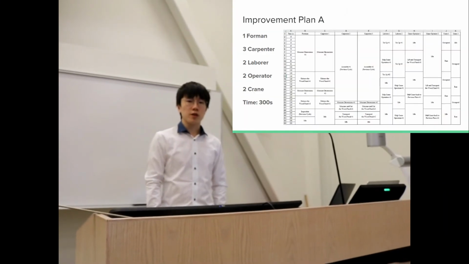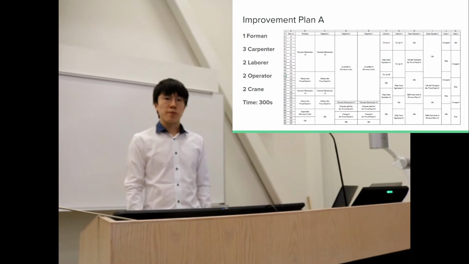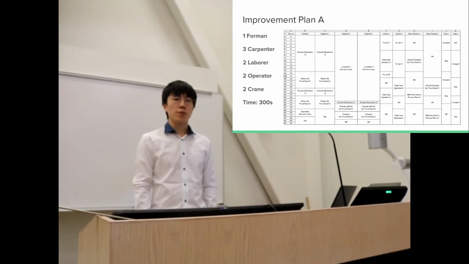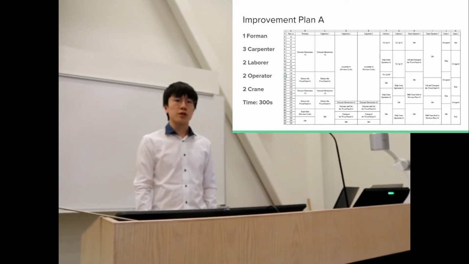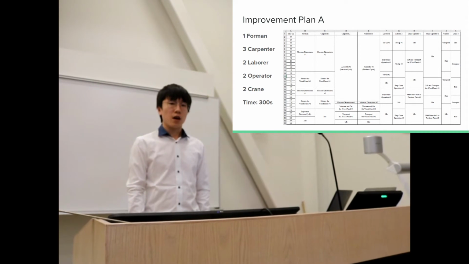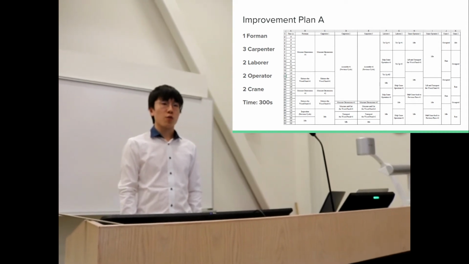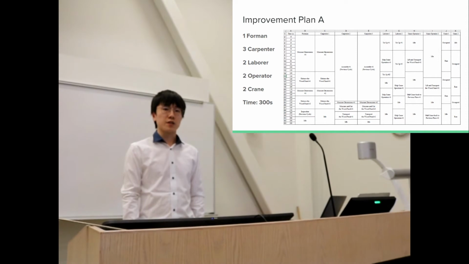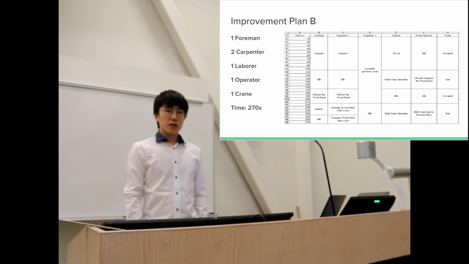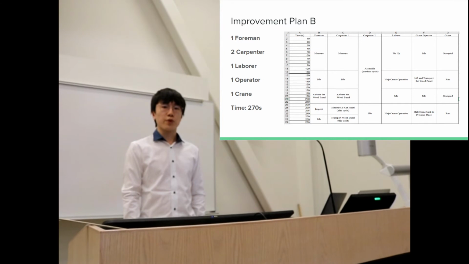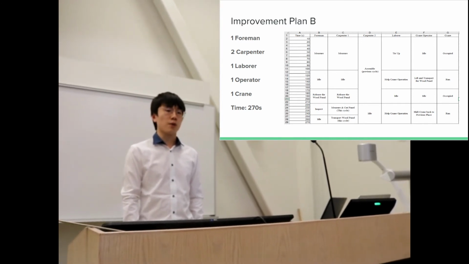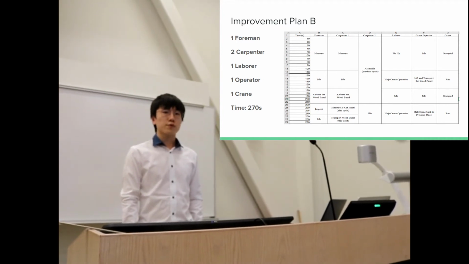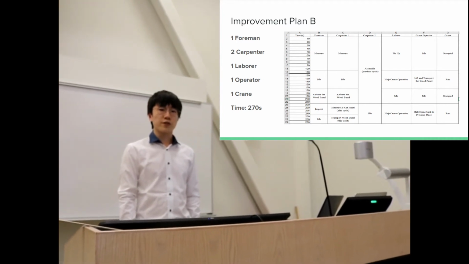We came up with 3 improvement plans. Our first improvement plan seeks to increase the total output by only adding 1 crane and a crane operator and a laborer with that. We were able to double the output while only adding half a minute to our cycle time. Our second improvement seeks to preserve the existing cycle time while reducing as many workers as possible. We were able to remove 2 carpenters while preserving the existing output and cycle time.